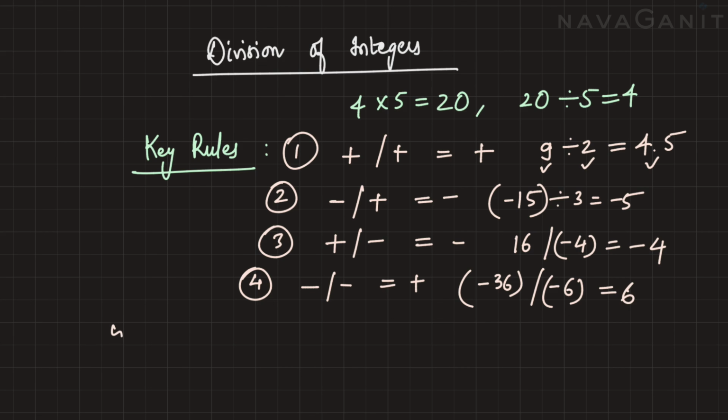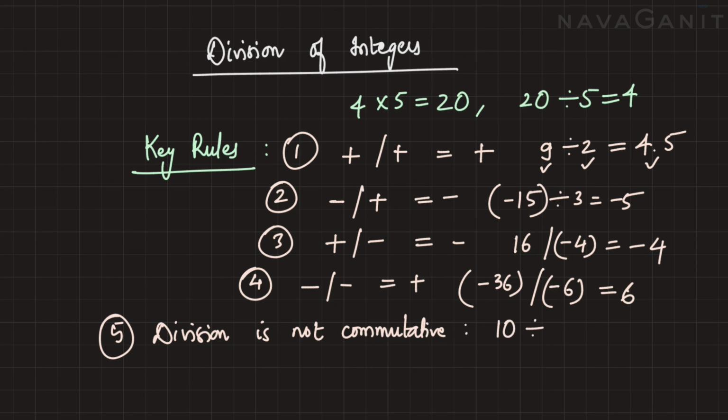You need to remember that division is not commutative. Meaning, say I divide 10 by 2, the result is 5. But if I divide 2 by 10, the result is 0.2. Both are not the same. So clearly 10 by 2 and 2 by 10 are different. So division is not commutative.